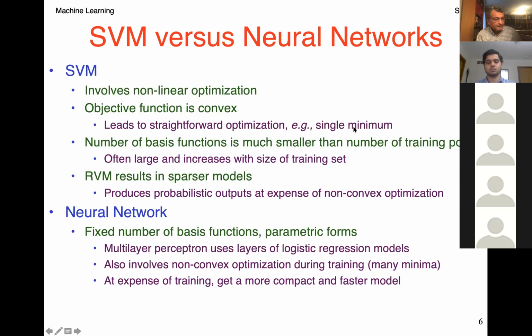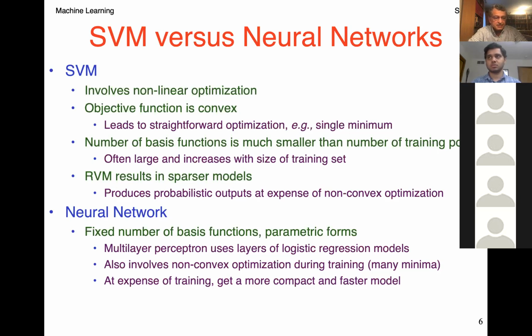There is no issue of dealing with global and local minima. And the number of basis functions is much smaller than the number of training points, often large, and increases with the training set. There is a variant of SVM called RVM, Relevance Vector Machine. So all of these things have Bayesian versions. First, we discussed the main method, and then you say, couldn't we do it in a Bayesian way? That's a straightforward question to ask. It doesn't require that much thinking to say, what would be the Bayesian version of the problem?